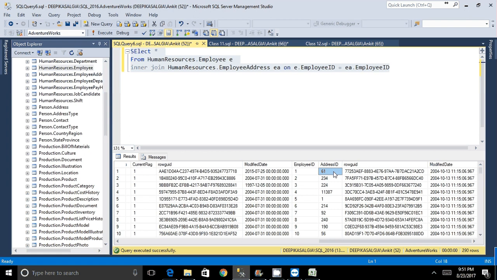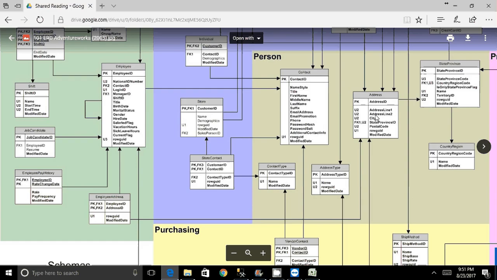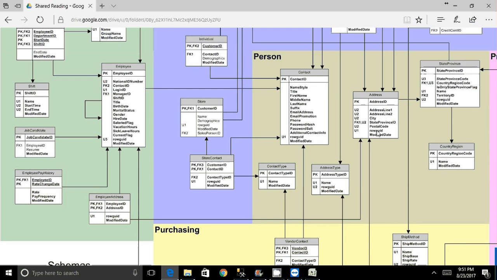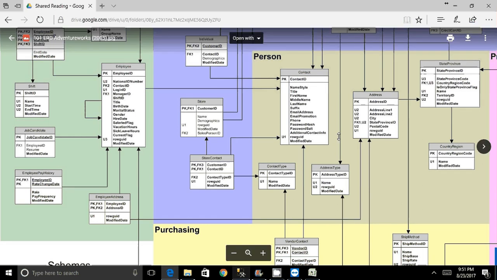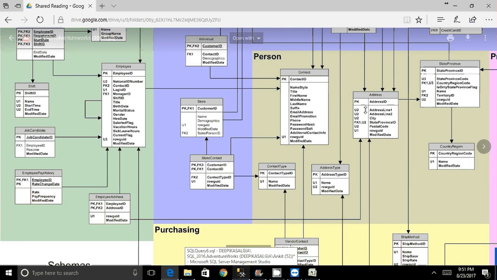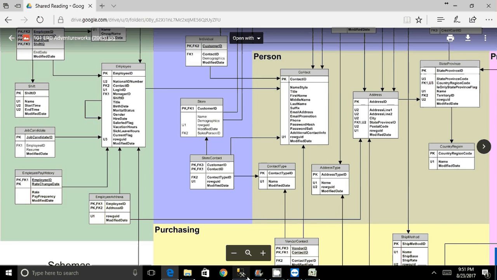What are you going to do next? You just need their address. You have their ID. All you need is their address. And where do you have the address? In the address table. So what are you going to do next? Which join are you going to use? You're going to use the inner join, and you're going to join on which table now?